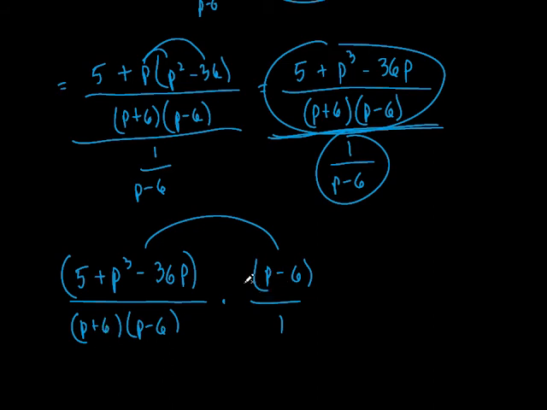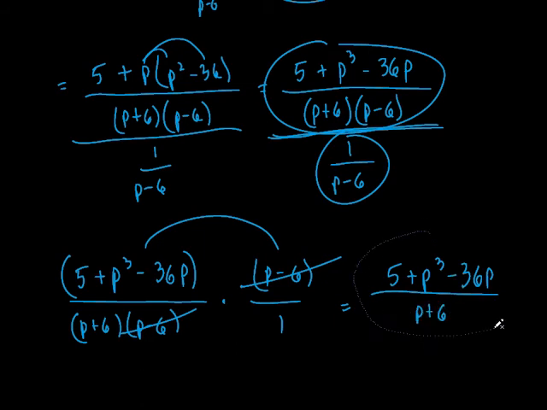So what cancels out here? P minus 6 and the p minus 6. And then what you have left is your final answer. Is that how they wrote it? Yep. Over p plus 6. And that's it. All that just to get that weird looking answer.